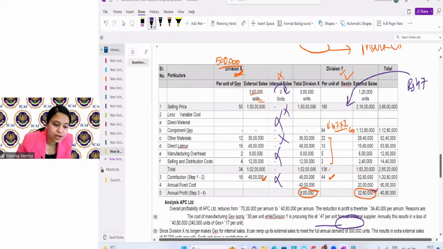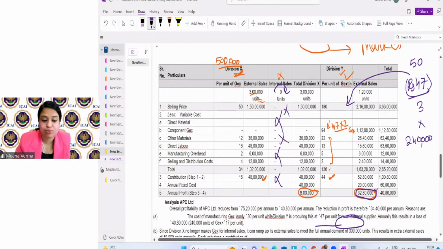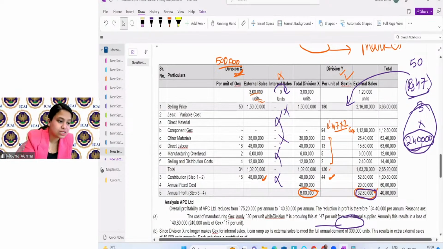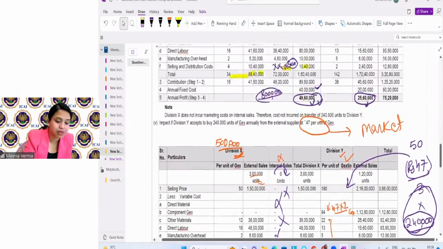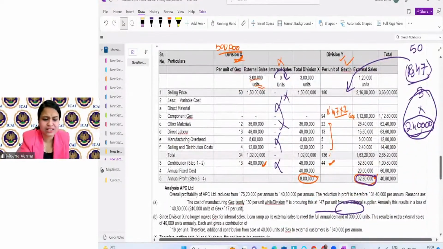So what happened? Its profitability increased. By how much? Earlier it was buying at 50, now it is buying for 47. So 3 rupees per unit is their profit, and they are using 2,40,000 units for production. So you can see overall this much profitability will increase. The profitability has increased from 25,000 to 32,000. I can see the profitability is increasing just because of this amount.